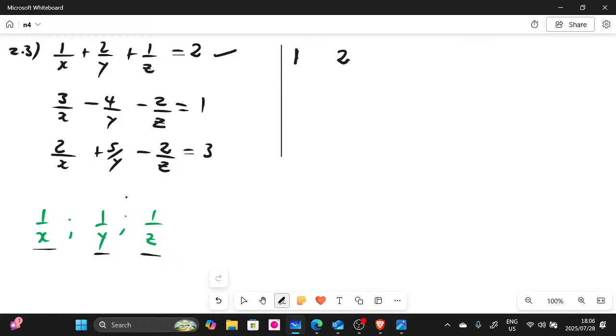And the coefficient of 1 over z is going to be 1 on the third column. You see? Now the first row we have 1, 2, 1. Now let's go to the second row. We take the coefficient of x, y, z on this equation. So our coefficient of 1 over x is 3 there. Our coefficient of 1 over y is going to be negative 4. Do you see this? And then our coefficient of 1 over z is going to be negative 2. Are we still together? I hope we're still together, people.